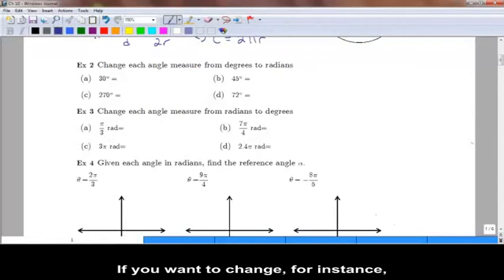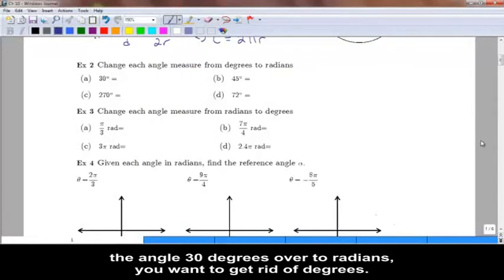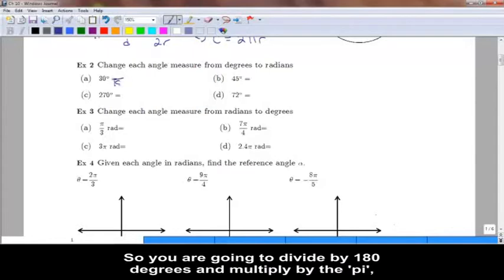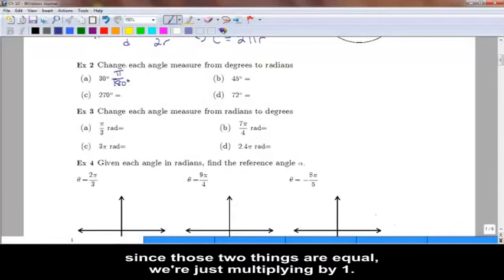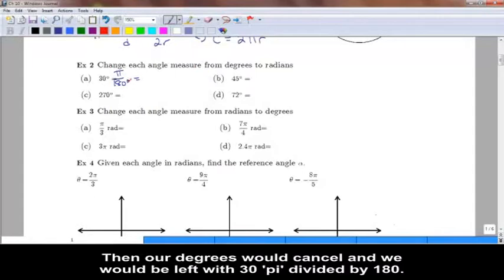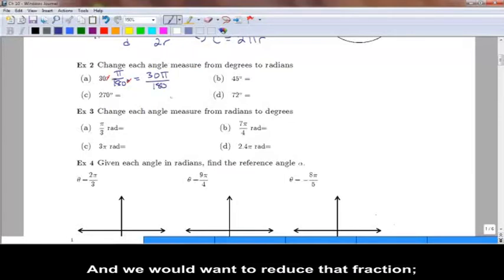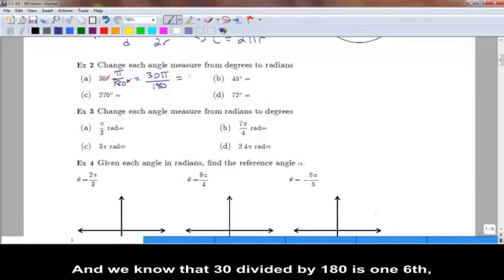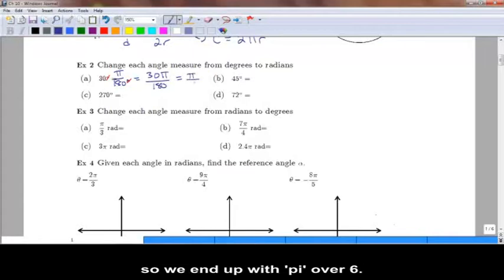If you want to change, for instance, the angle 30 degrees to radians, you want to get rid of degrees, so you're going to divide by 180 degrees and multiply by pi, because since those two things are equal, we're just multiplying by 1. Then our degrees would cancel, and we would be left with 30 pi divided by 180. We would want to reduce that fraction; we don't want to leave it like that. We know that 30 divided by 180 is 1/6, so we end up with pi over 6.